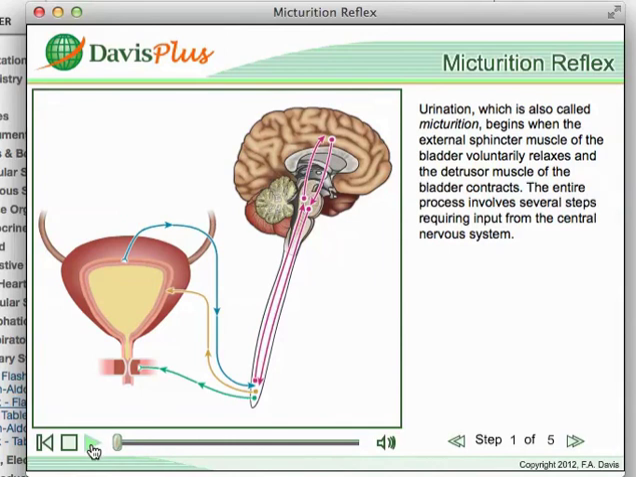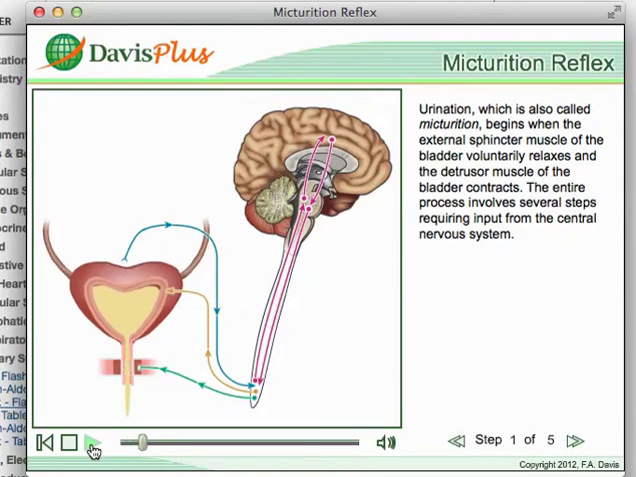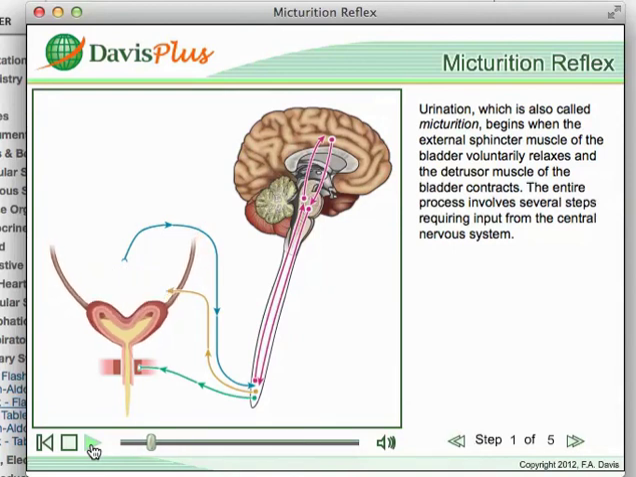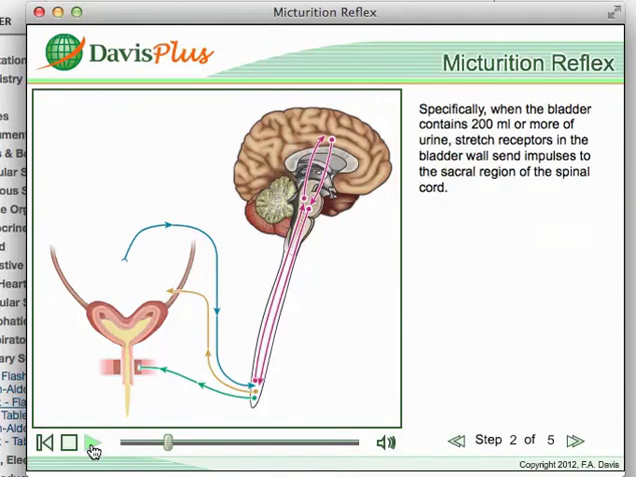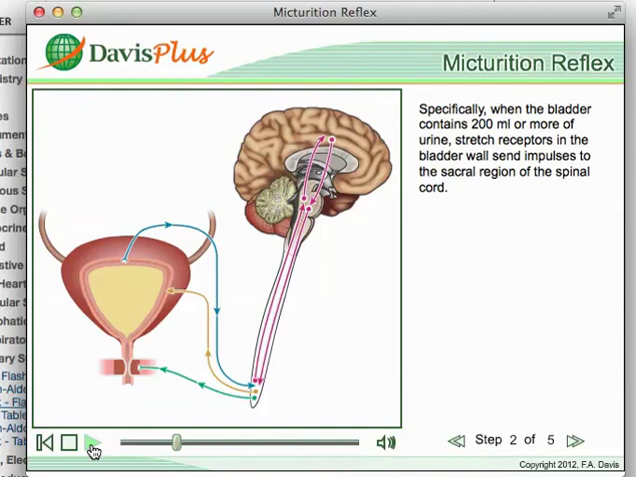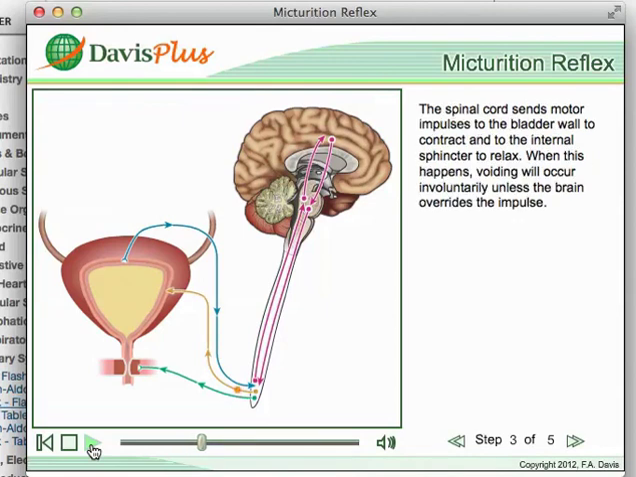Animation here. Urination, which is also called micturition, begins when the external sphincter muscle of the bladder voluntarily relaxes and the detrusor muscle of the bladder contracts. The entire process involves several steps requiring input from the central nervous system. Specifically, when the bladder contains 200 milliliters or more of urine, stretch receptors in the bladder wall send impulses to the sacral region of the spinal cord. The spinal cord sends motor impulses to the bladder wall to contract and to the internal sphincter to relax. When this happens, voiding will occur involuntarily unless the brain overrides the impulse.